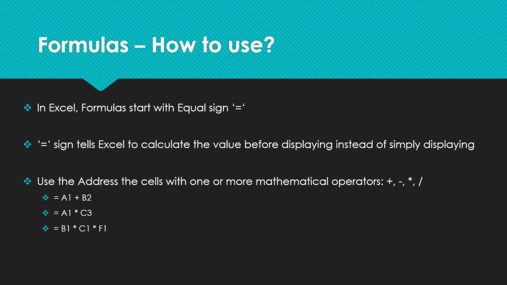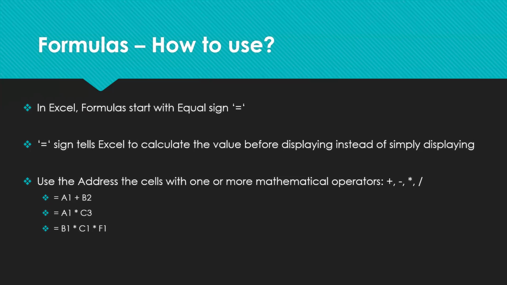Okay, so in Excel, a formula starts with the equal sign. The equal sign tells Excel to calculate the value before displaying, instead of simply displaying. So it's not going to display the formula in the cell. It's going to display the result of the particular formula in the cell. So that's what we have mentioned in this second point.